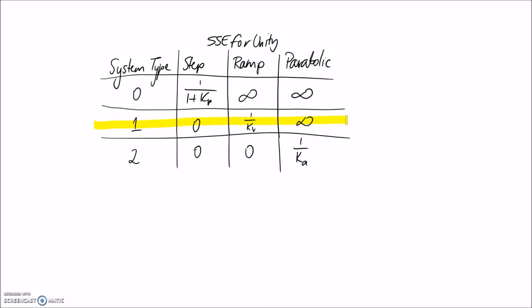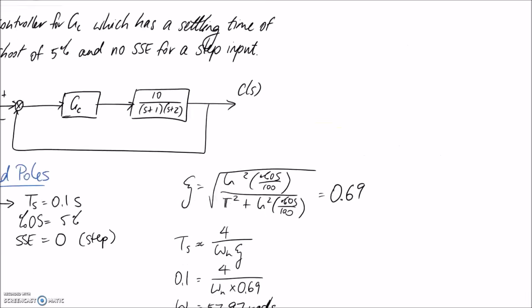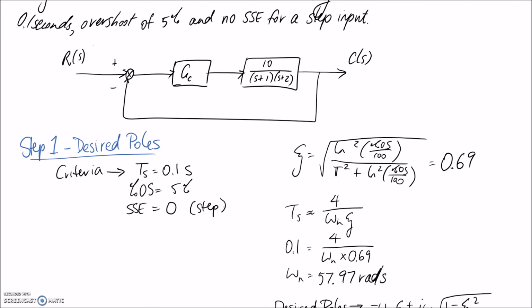And we're interested in a step input, so that's this one here. So this is the cell that we're interested in, and we can see that no matter what we do, we're always going to get a steady state error of 0 for a step input and a type 1 system. So that means that just by designing a PID controller, no matter what, we're going to ensure that we have no steady state error in our system. So this third criteria here, we've already pretty much met it by going through this process.